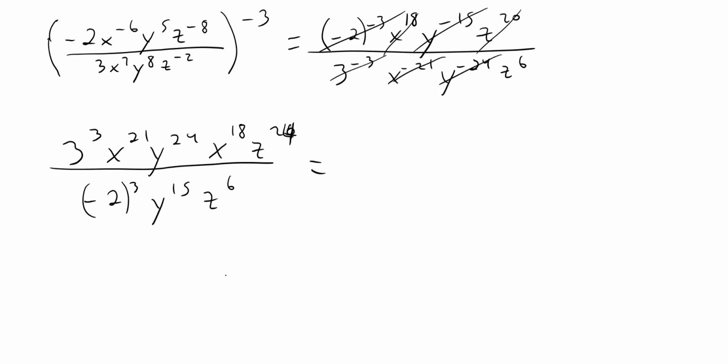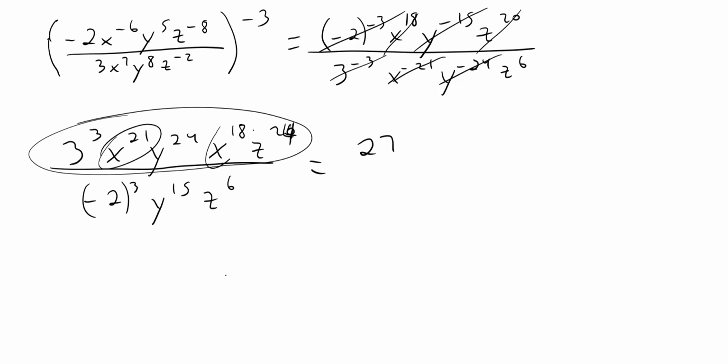Now, this top part, I'm going to look to see what I can combine. First of all, 3 cubed, put it in your calculator, it's 27. I can combine this x to the 21 and x to the 18th. That's x to the 39th power, because remember, you're adding exponents when you are multiplying like this. And then y to the 24th and z to the 24th.